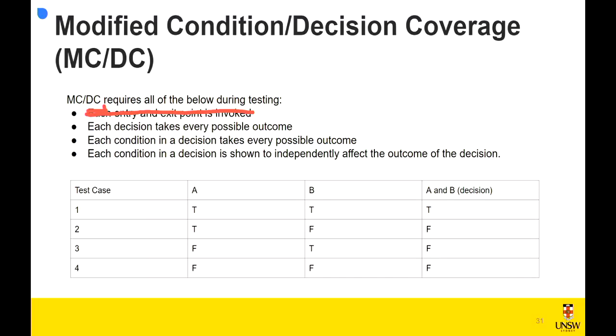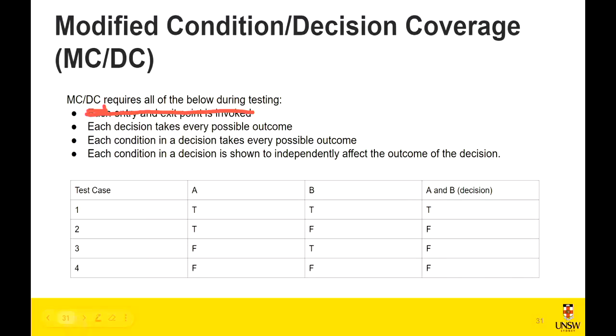The third requirement is that each condition in the decision takes every possible value. We can see this is also satisfied, because A takes the value of both true and false, and B takes the value of both true and false. So the third requirement is also satisfied. And the last requirement is also satisfied.